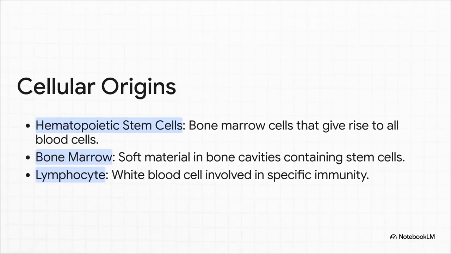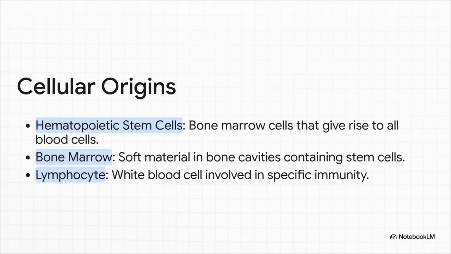So where do all these immune cells come from? Well, all the cells in your blood, red cells, platelets, and every type of immune cell, all originate from a single common source, and that source is the hematopoietic stem cell. These are remarkable multipotent stem cells that live inside our bone marrow. That's the soft, spongy material found in the cavities of our bones. These stem cells can differentiate down various pathways to create all the different blood cells.